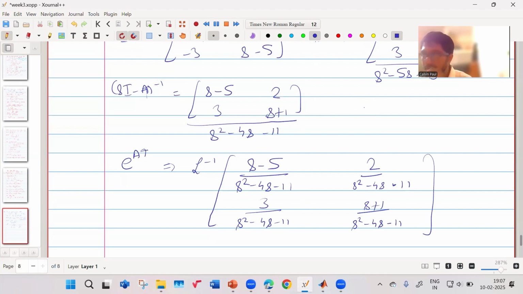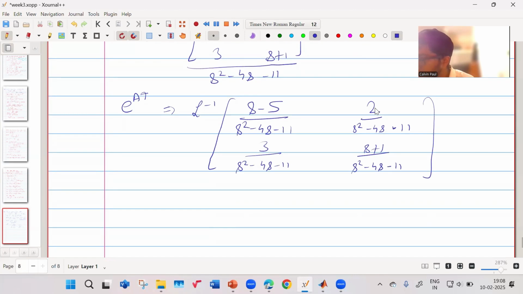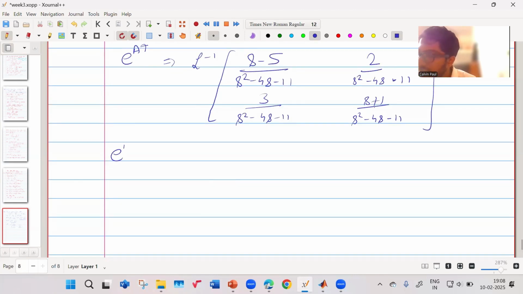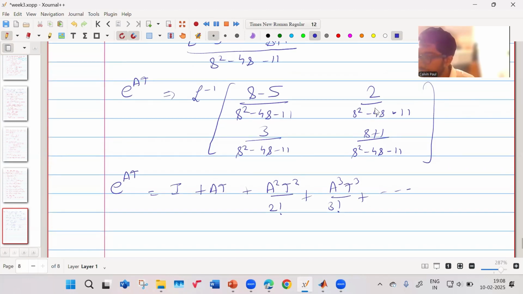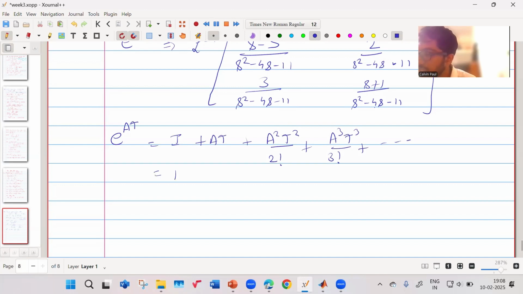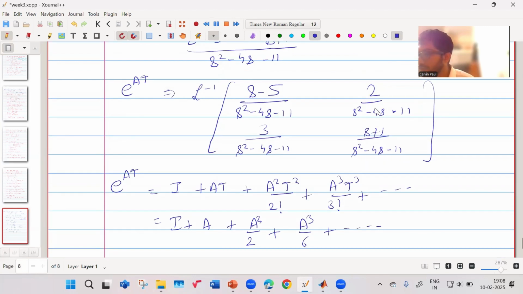Since I have chosen this matrix arbitrarily, finding the Laplace inverse is difficult. It is not in the standard form. So what we can do in this case is, we have e to the power At, which we write as I plus A t plus A squared t squared upon 2 factorial plus A cubed t cubed upon 3 factorial plus and so on. Okay, we can try to write it in this format. And since t equals 1, we can write it as I plus A squared upon 2 plus A cubed upon 6 plus and so on. So what is our A?